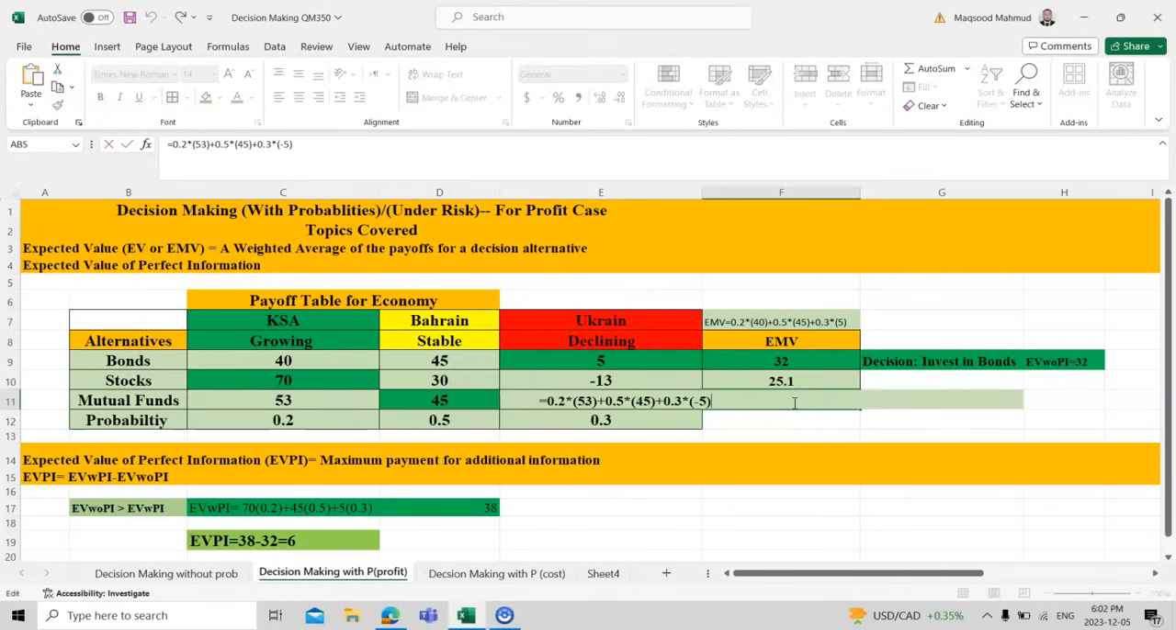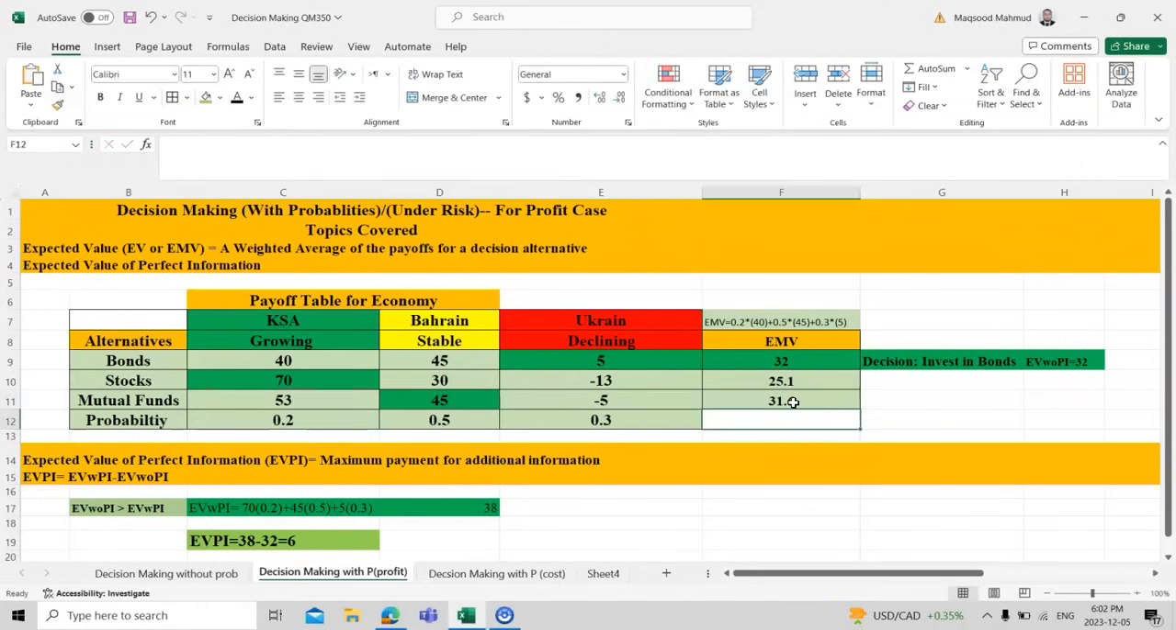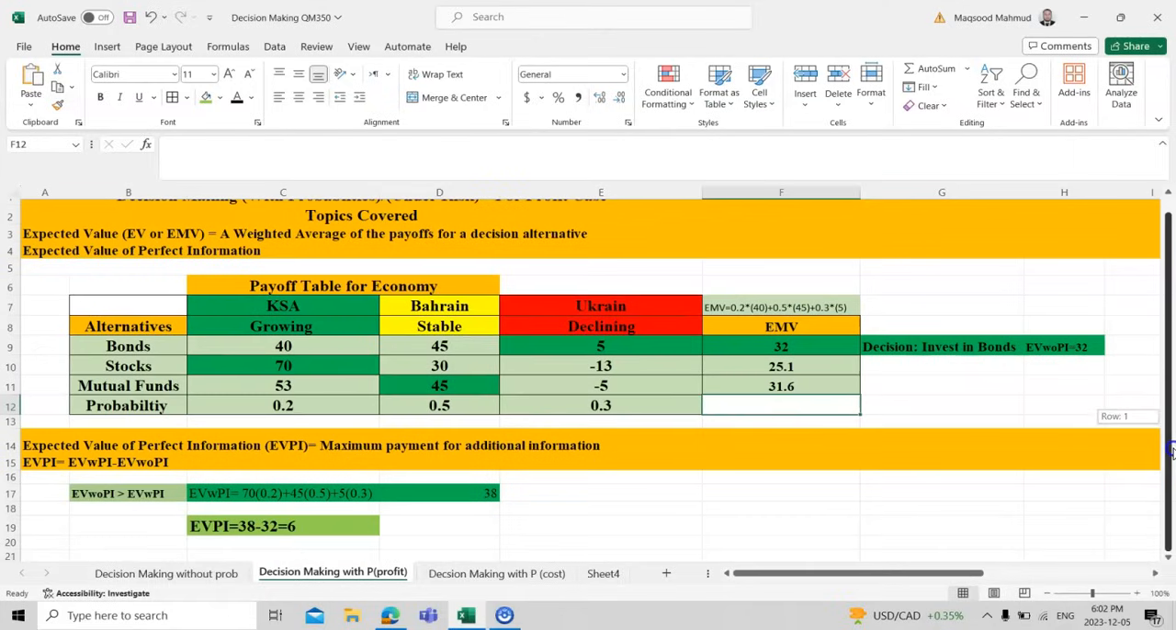Last, we do the same thing for mutual funds, multiplying with the respective probabilities. For Saudi Arabia the probability is 0.2, for Bahrain 0.5, and for Ukraine 0.3. When we get these values, we choose the maximum one for the profit case. But in the cost case, we need to choose the lowest value. This is one tip you need to know for your exams.